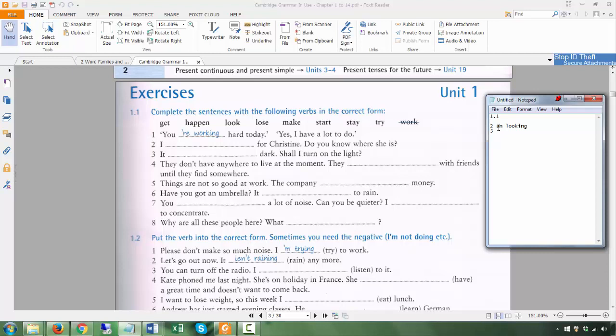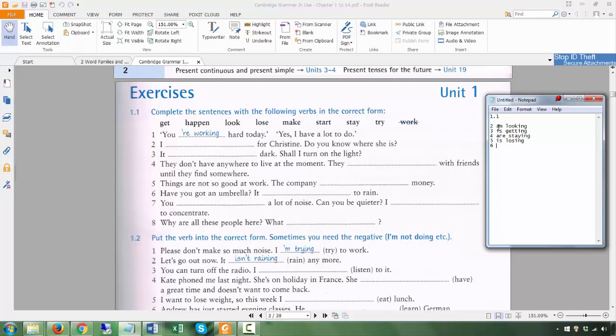"It dark. Shall I turn on the light?" It is getting dark, right? "They don't have anywhere to live at the moment. They with friends until they find somewhere." They are staying. So they're staying with their friends right now. Number 5: "Things are not so good at work. The company, not good." So the company is losing. It's losing money.